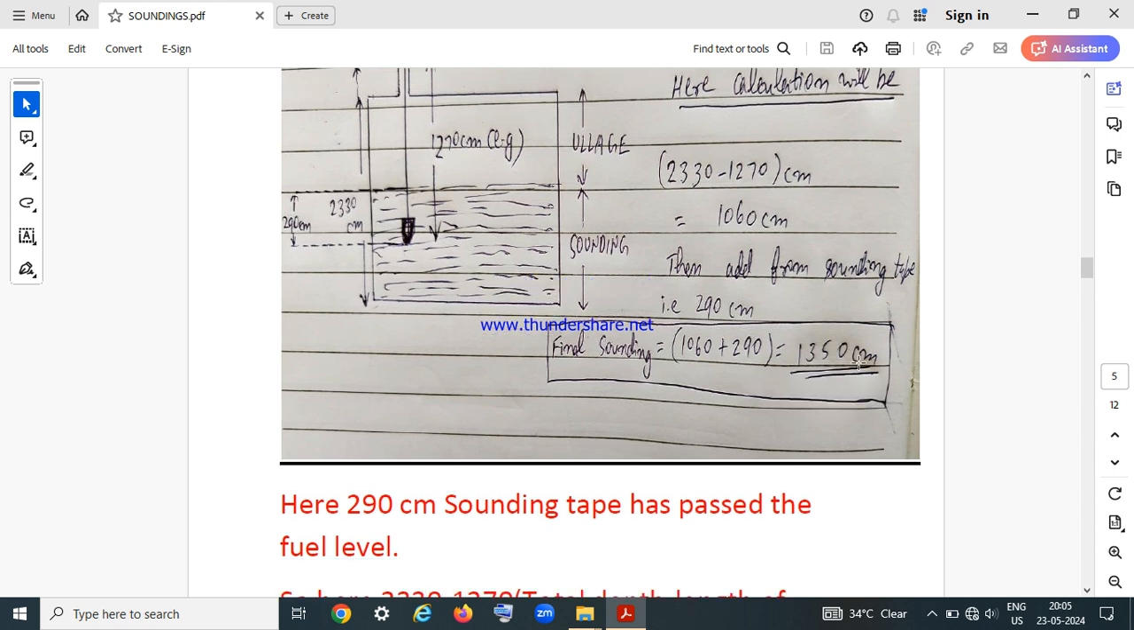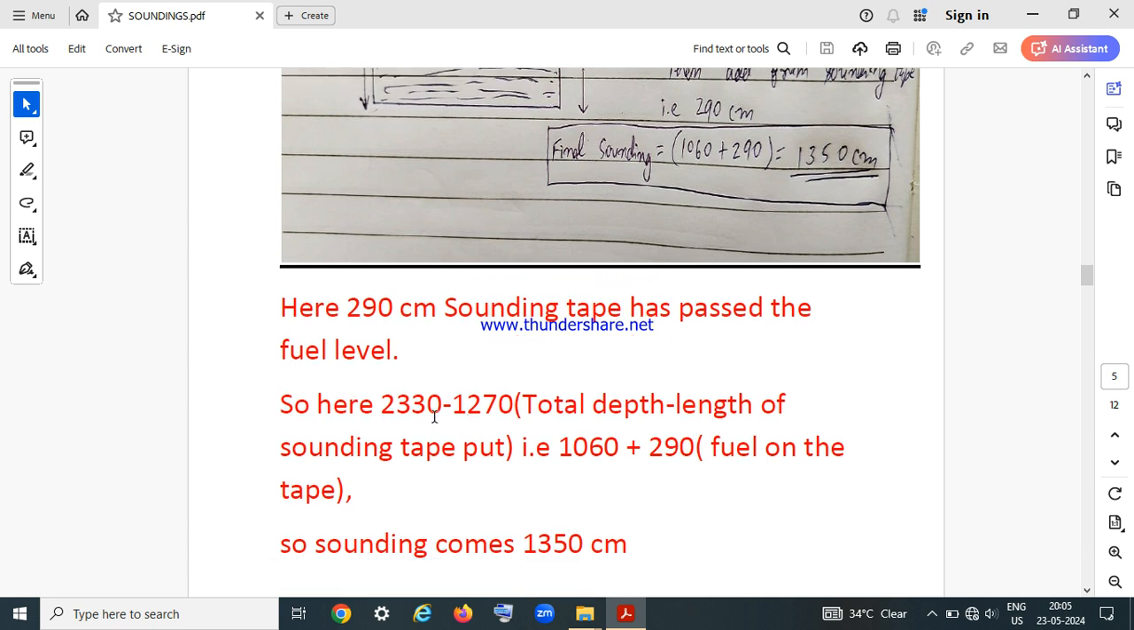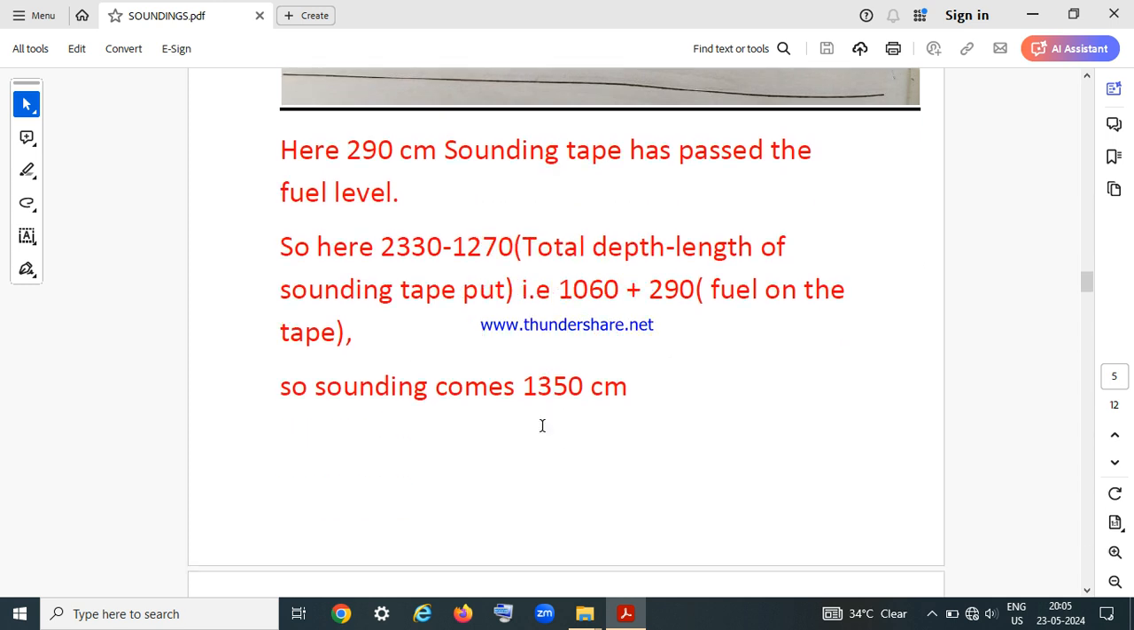So suppose here 1350 after the addition of the sounding tape reading also. Here I have explained also, like this many centimeters of sounding tape have passed the fuel level. So this total depth minus the length of the sounding tape put, plus the fuel on the sounding tape, so the sounding comes to this one.